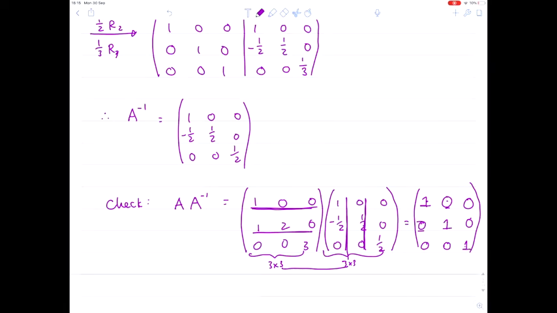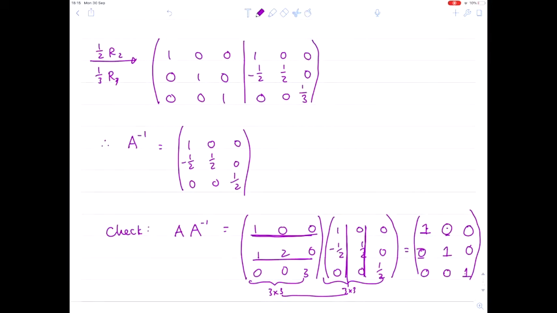So this method of Gauss reducing an extremely augmented matrix is the easiest way to find your inverse for a matrix.